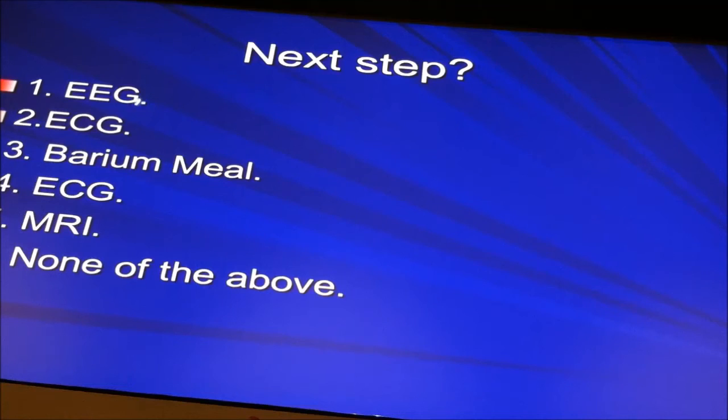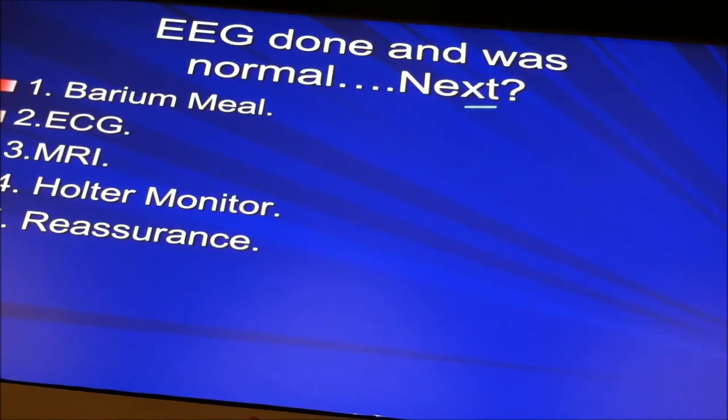Next step: EEG, ECG, valve ECG, the slides. Don't tell MRI. EEG. Does anybody object? Are you okay with that? Alright. So we did the EEG. The EEG was done and was normal. Next step: valve ECG, MRI, ambulatory monitoring, reassurance, and send home. This will go home.